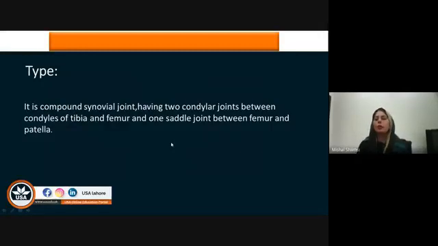And we know about the saddle joint that it's basically a joint between two bony surfaces in which one bone is concave inward and the other is convex, and they fit together like a saddle. So basically, our knee joint is a compound synovial joint having two condylar joints and one saddle joint between the femur and the patella.